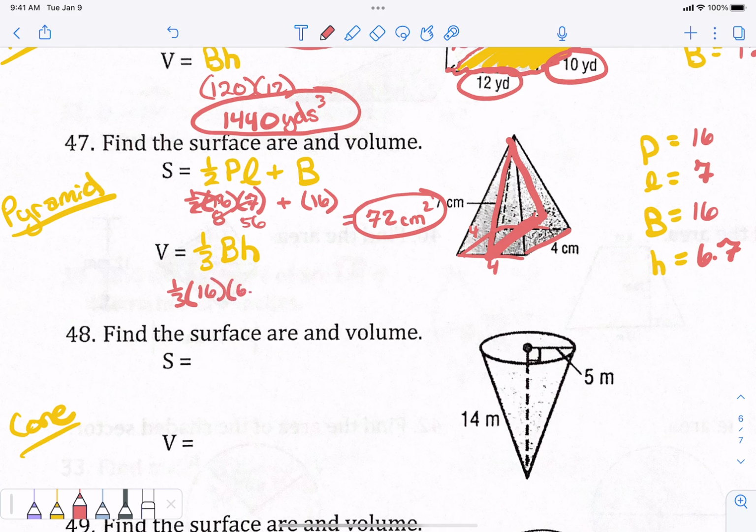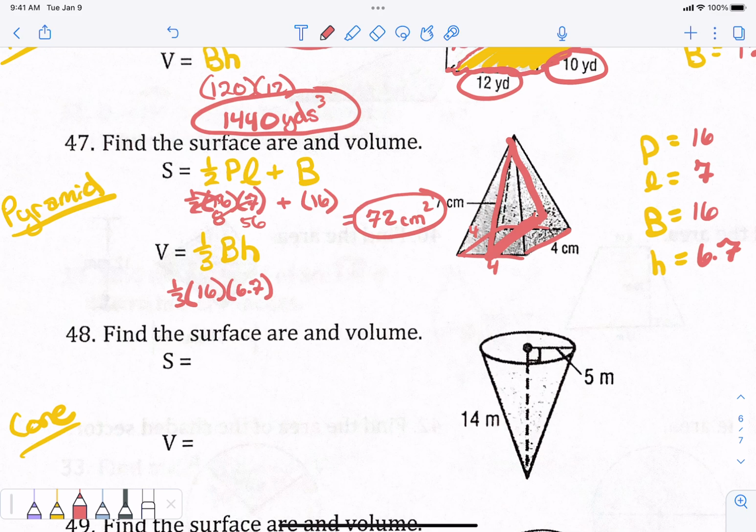Centimeters squared. Centimeters cubed for volume? Yeah. Oh, you did volume? Yeah. She's 10 steps ahead of us. You're just ahead of us.